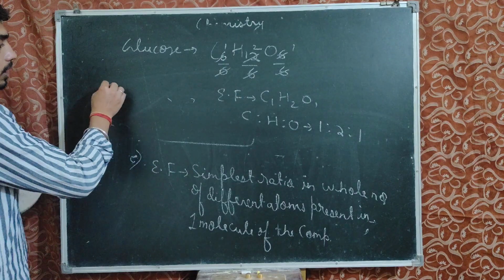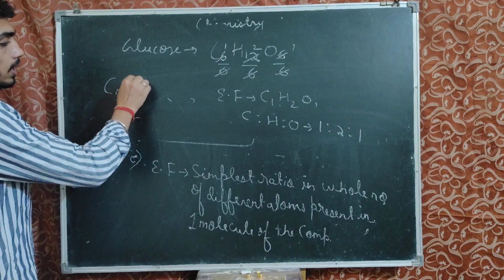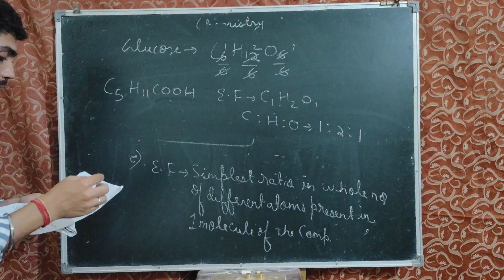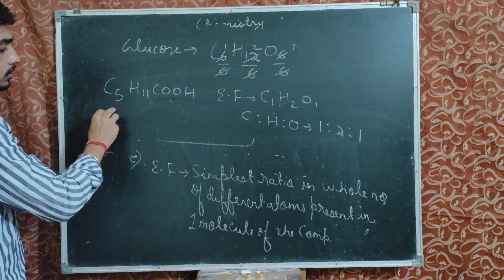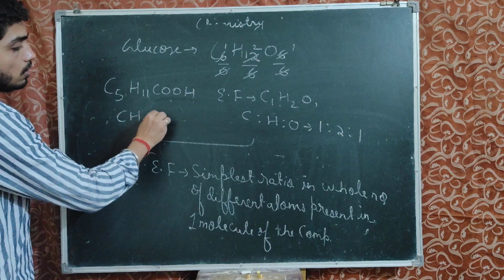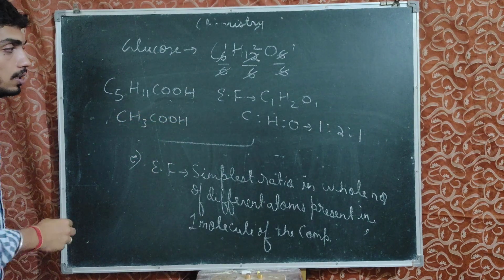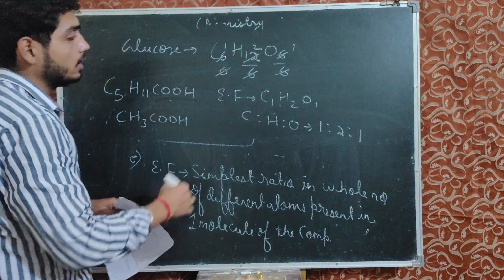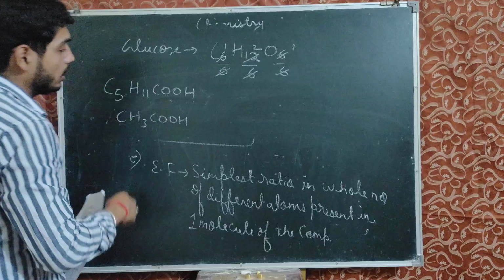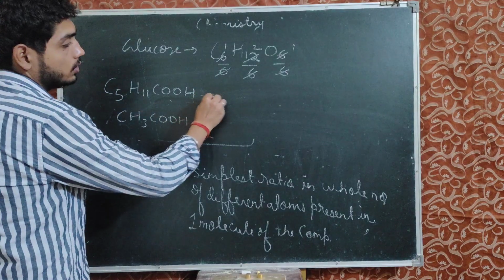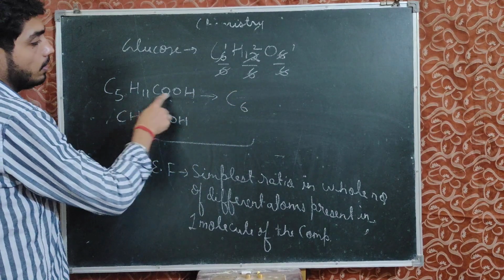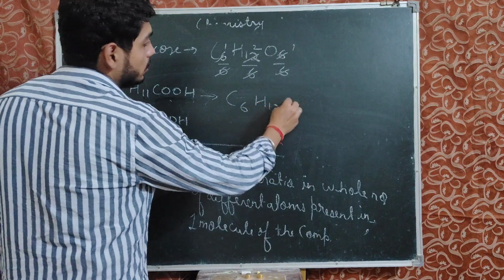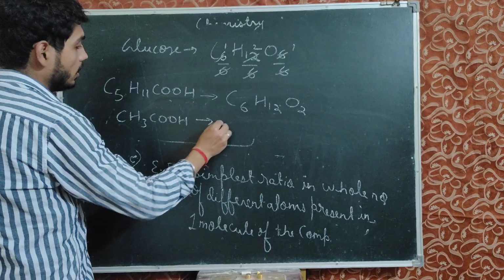It is saying hexanoic acid, C5H11COOH, and acetic acid. Acetic acid is what? CH3COOH. Now, when the formulas are given, what you need to do is write them into the condensed form. So let us write this. How many carbon atoms are here? 5 plus 1, 6. So C6. Hydrogen 11 plus 1, 12. Oxygen is 2. So C6H12O2.